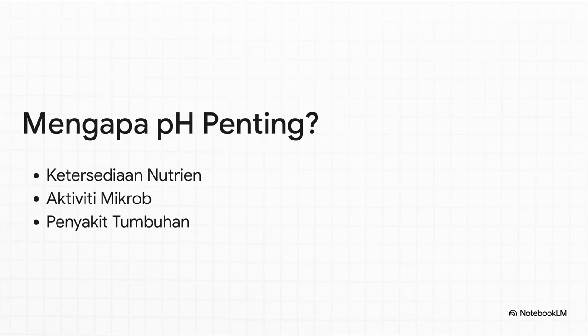So why is this one little number such a big deal? Well, first up is nutrient availability. If the pH is off, essential nutrients can get locked up in the soil, meaning the plant's roots can't absorb them. It also affects all the good microbes that help plants grow. And finally, the wrong pH can basically roll out the red carpet for plant diseases.